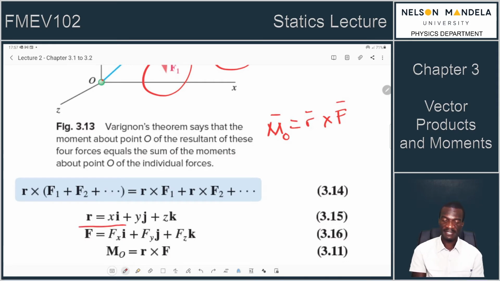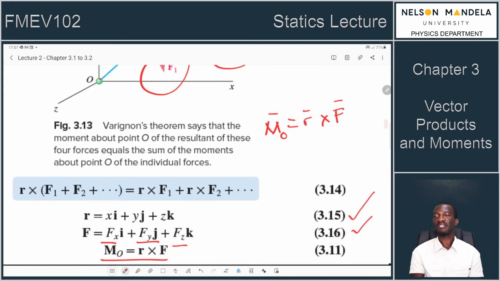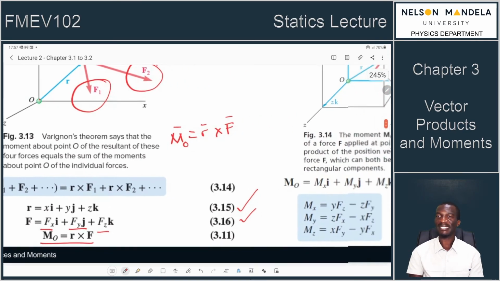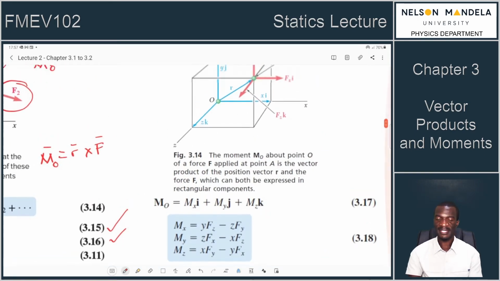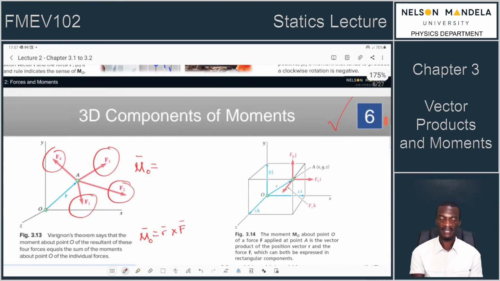Since we know that the vector R is in 3 dimensions, it's a distance x in the i, y in the j, z in the k, according to equation 3.15. And the force F is F in the x, i, F in the y, j, F in the z, k, according to 3.16. Then the moment can be defined according to those separate components. Hence the title, 3D components of moments.